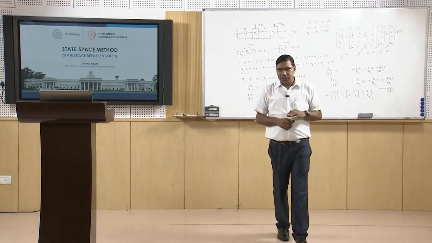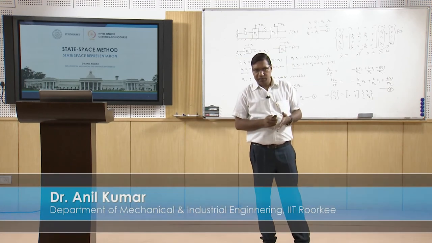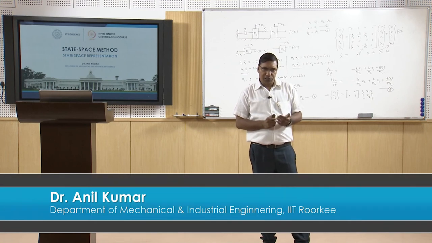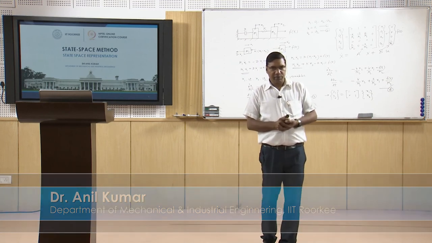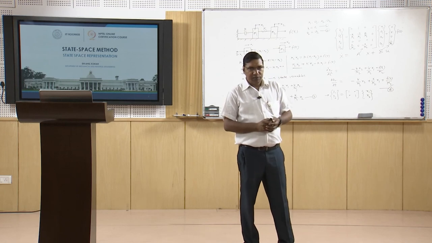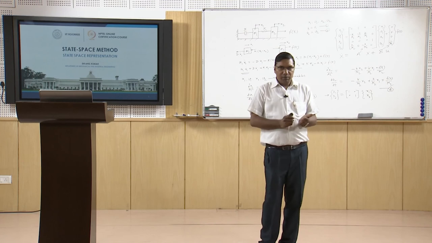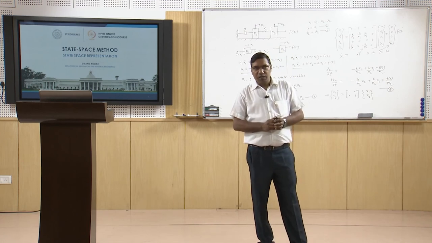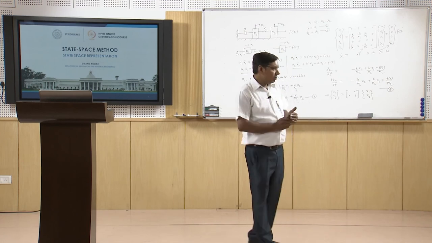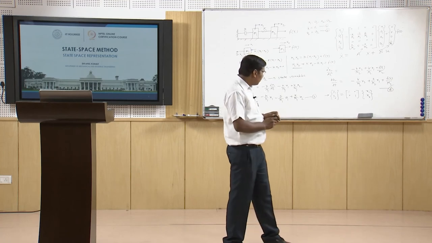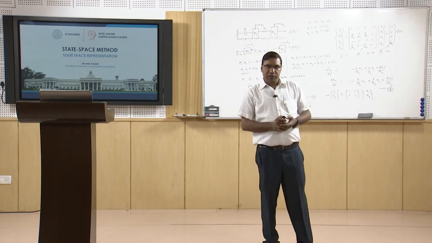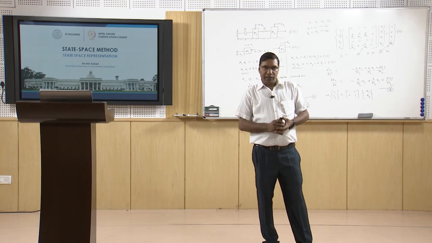So here we discussed the state space representation of a system, that is, modeling a system in the time domain, and we found the state equation and output equation. The minimum number of state variables must be the order of the differential equation. So here we stop, and we will continue in the next lecture. Thank you.